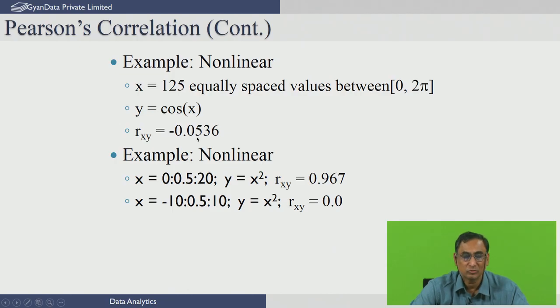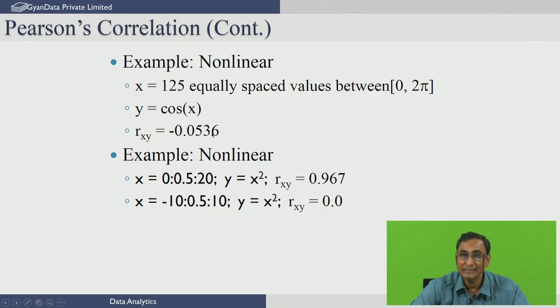very low value, close to 0, indicating as if there is no association between x and y, but clearly there is a relationship because it is non-linear. In fact, it is symmetric. The points above the 0 line, when x is between 0 and pi by 2, between pi by 2 and pi, between pi and 3 pi by 2, and 3 pi by 2 and 2 pi, they all seem to cancel each other out and finally give you a correlation coefficient which is very small.